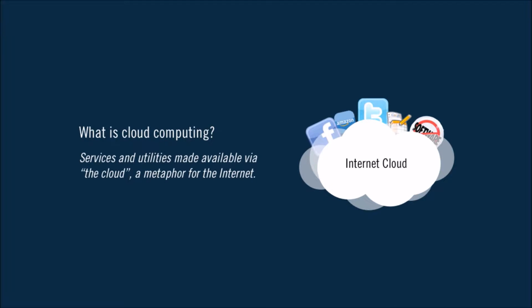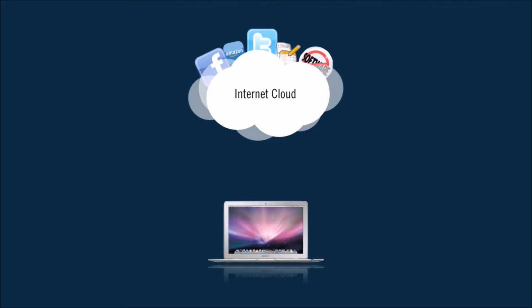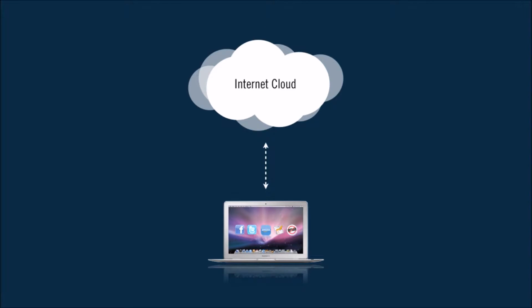In that sense, cloud computing is services and utilities made available via the cloud, which is a metaphor for the internet. So I have this cute little image here of the internet as a cloud. So the way it works is Facebook, Amazon, Twitter. You may think of these as websites, but they're actually applications on the web. Applications like Microsoft Office, those exist on your computer. Facebook, Amazon, those exist on the web. And they have to be pushed down into your computer for you to access them. So that's what we call computing through the internet, or software as a service. Software that exists in the cloud that is pushed down.